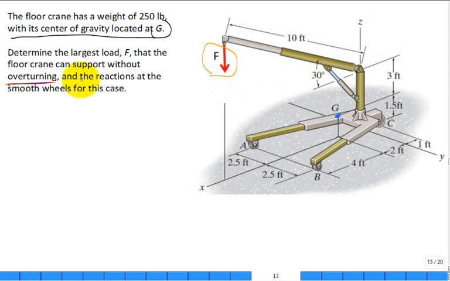All right, so what is the largest force load at the point of overturning, and what are the reactions at the wheels, which are smooth? So how many wheels do we have? A wheel at A, wheel at B, and a wheel at C, right? And so what are those reactions at the smooth wheel at that point of tipping or overturning? All right?